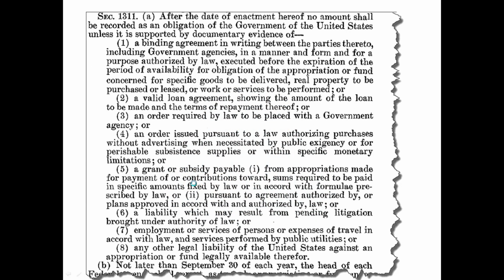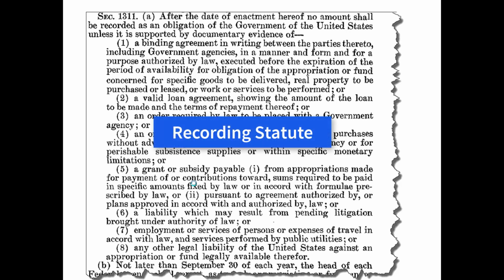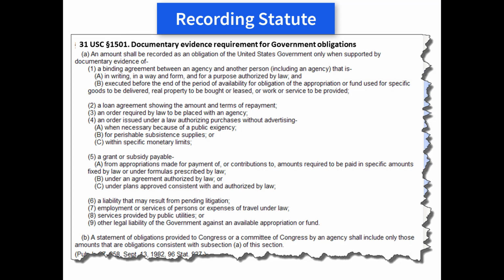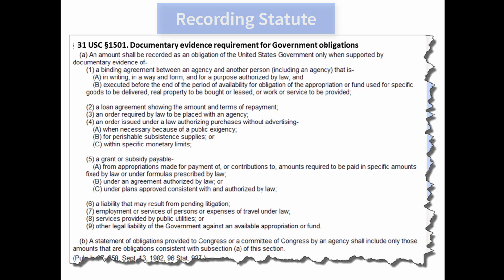Because of this, Congress enacted Section 1311 of the Supplemental Appropriations Act of 1955. This section has come to be called the Recording Statute and has been codified in Section 1501 of Title 31 of the U.S. Code. The Recording Statute establishes certain standards for the proper recording of obligations, thereby ensuring federal agencies record only those transactions that meet those specified standards for legitimate obligations.